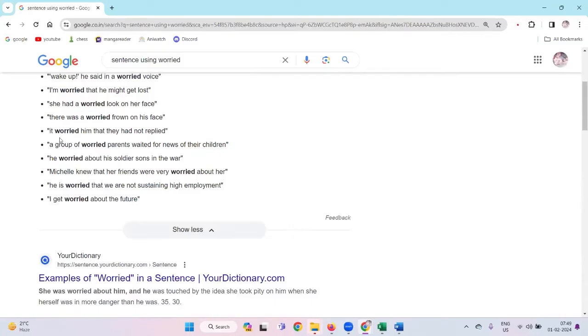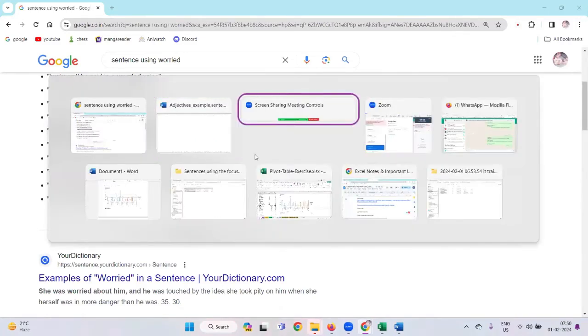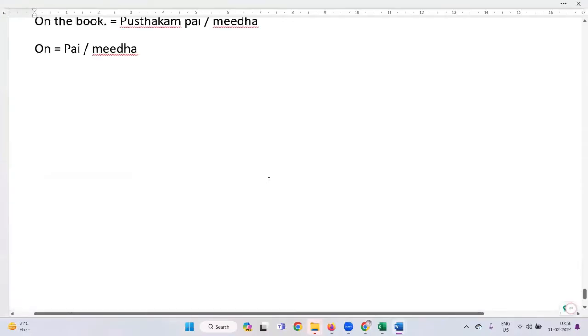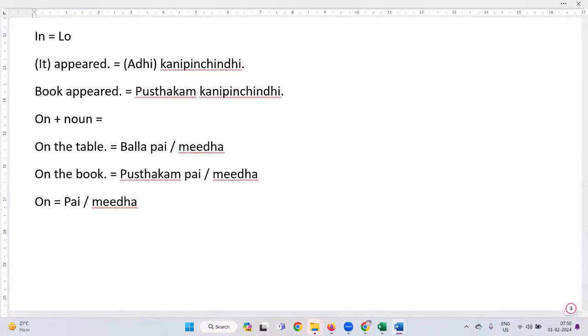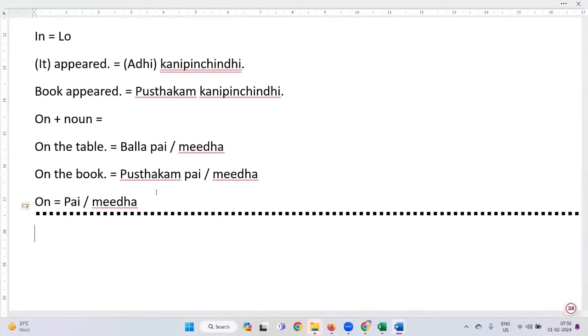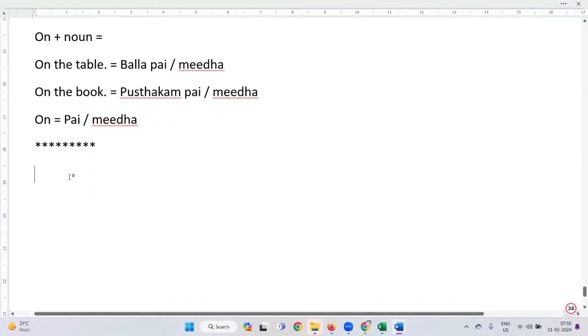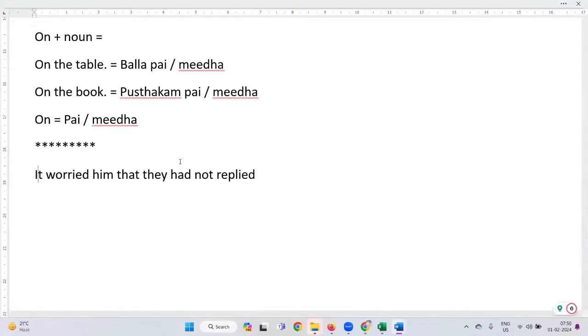What, sir? Did you say something? No, sir. It's almost same like. Yeah, that's why I'm skipping. It worried him that they had not replied. This is nice sentence. Okay, so we can have practice on this sentence. So here, let me put stars, because this is different structure. Okay, it worried him. It worried him that they had not replied.